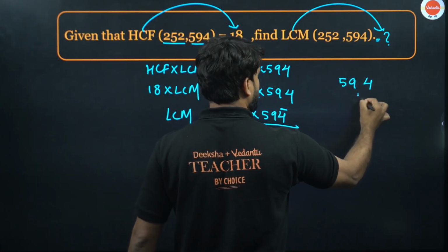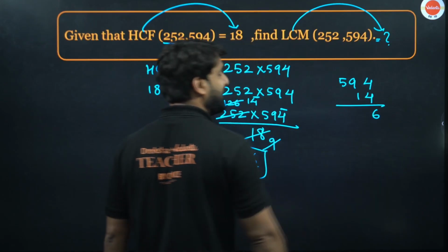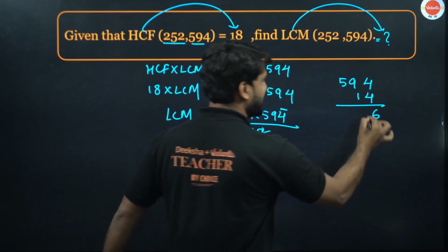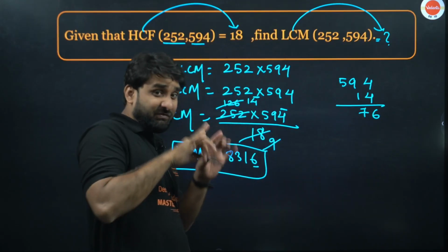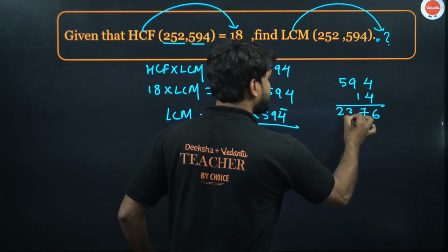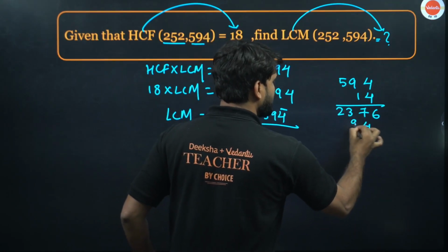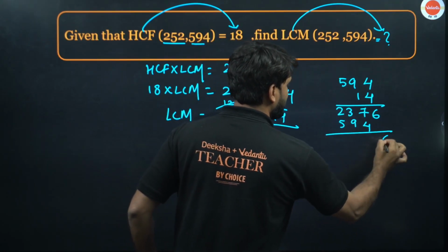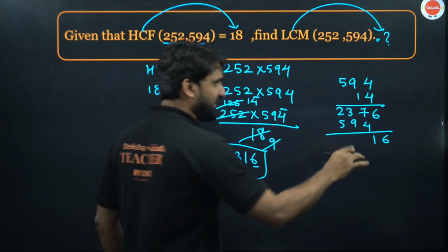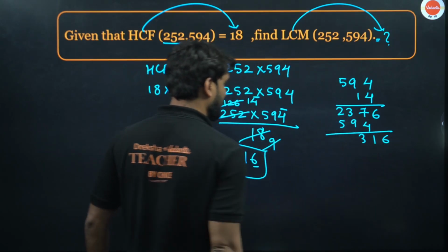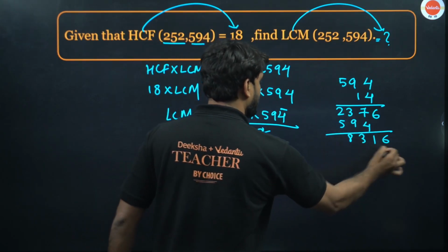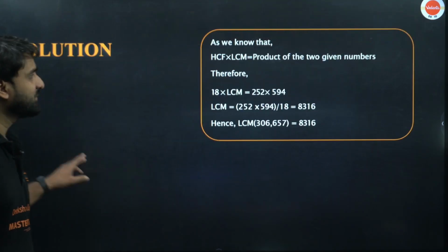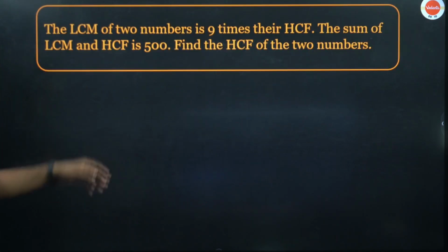594 into 14. 4 fours are 16, carry 1. 9 fours are 36, plus 1 is 37, 7 carry 3. 5 fours are 20, plus 3 is 23. 4 ones are 4, 9 ones are 9, 5 ones are 5. So this is 6. 7 plus 4 is 11, carry 1. 9 plus 3 is 12, plus 1 is 13. Carry 1. 5 plus 2 is 7, plus 1 is 8. 8316 is the correct answer. And the solution is also given here.